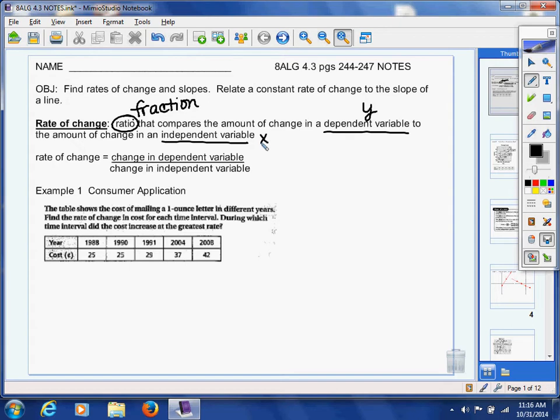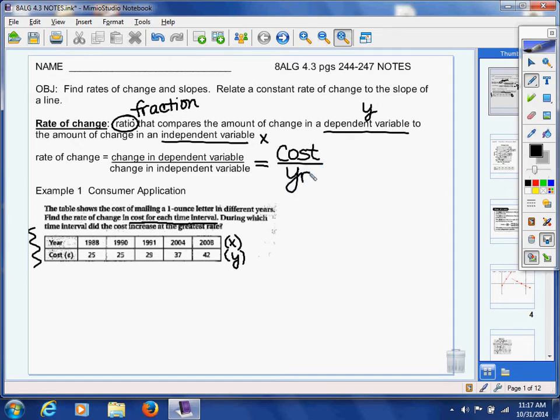Okay, so right away, you see your table. They've given you some good information here. Year is on the top line, and that is usually your x, and cost is on your bottom line, which is usually your y. Now, to double check this, I'm going to go back to the problem, and they want us to find the rate of change in cost for each time interval. Cost for each time interval. So that makes sense to me. That tells me that cost per year is what we're after.